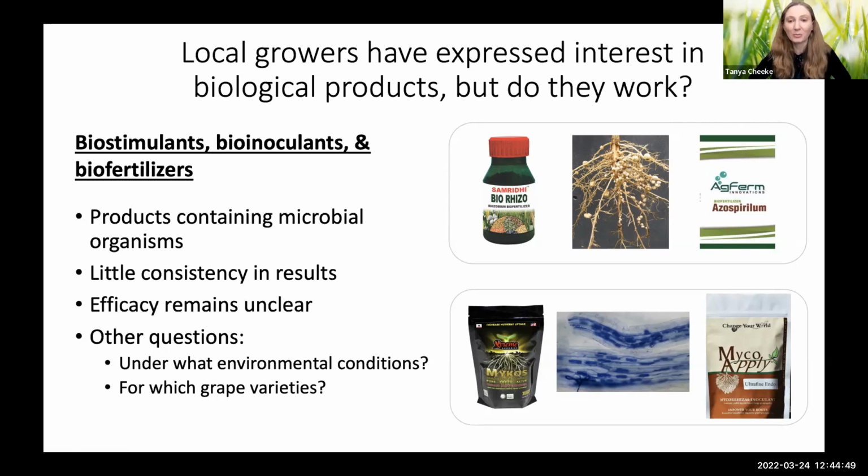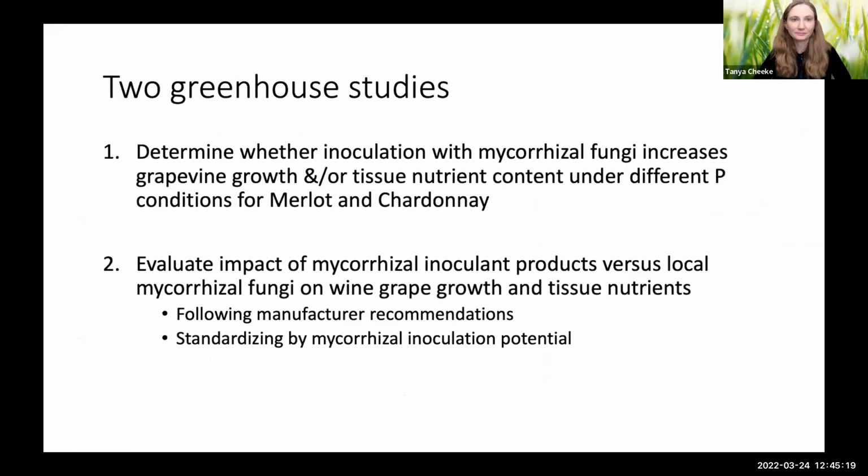I've been involved in a couple of projects where somebody's inoculated with mycorrhizal fungi, we harvest at the end of the experiment, and there's no colonization. So sometimes with these products, it's really hard to know what to use and when and how. So the efficacy of these remains unclear. It's also unclear under what environmental conditions they might be most beneficial. And in the case of wine grapes, are there certain varieties or cultivars that are more responsive to mycorrhizal fungi than others?